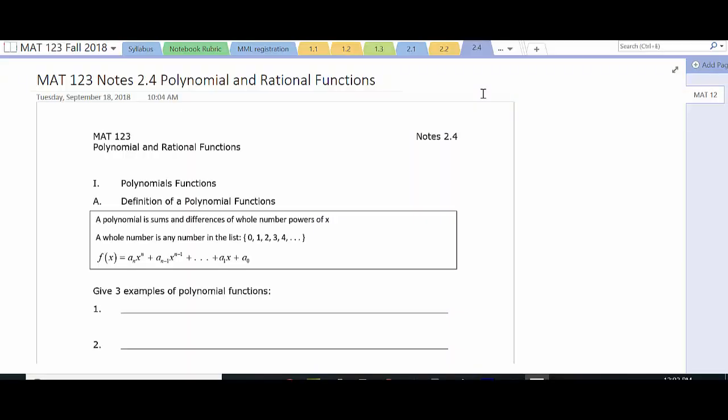And you're going to see these kinds of functions later on in the semester. So we're going to look at what we call polynomial and rational functions. I'm going to teach you the characteristics of these things, okay?